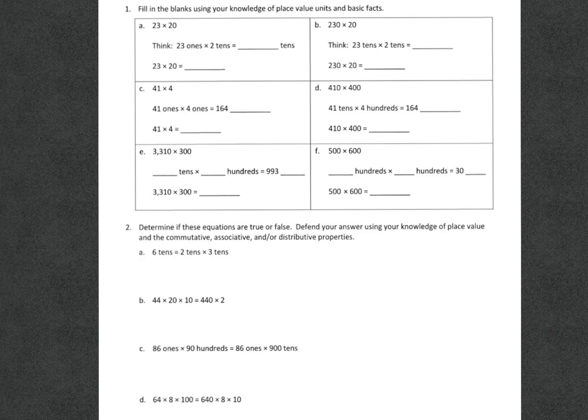Alright, so first we're going to do some little place value and basic fact activities. So we're going to do this first one where it's 23 times 20. Now, since we're doing 23 ones and 2 tens, this would give us 46 tens because we're just multiplying 23 by 2. And then if you add the 0 back in for 23 times 20, it'd be 460.